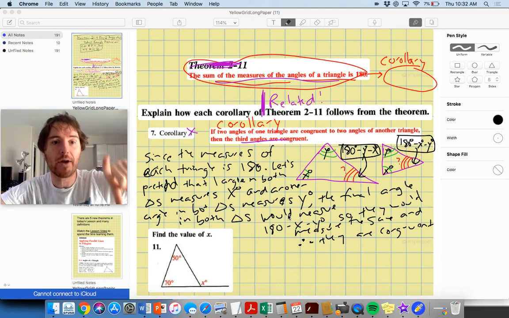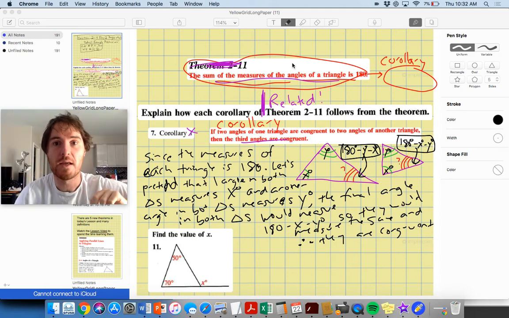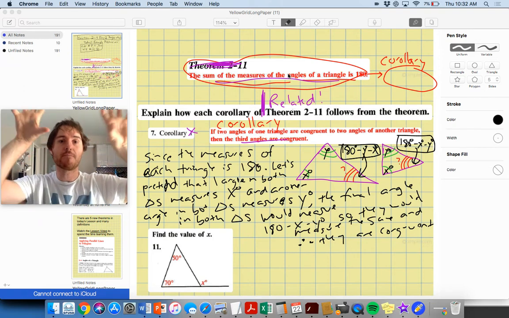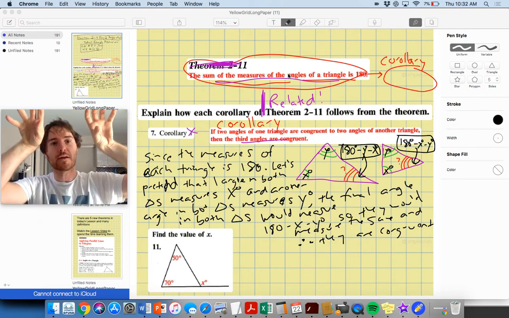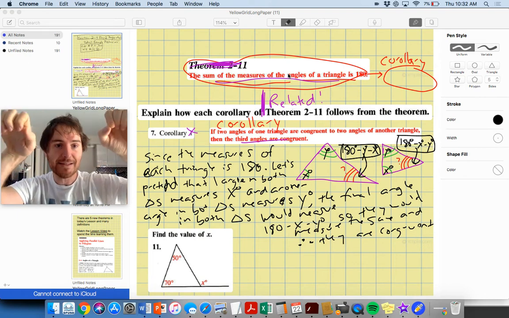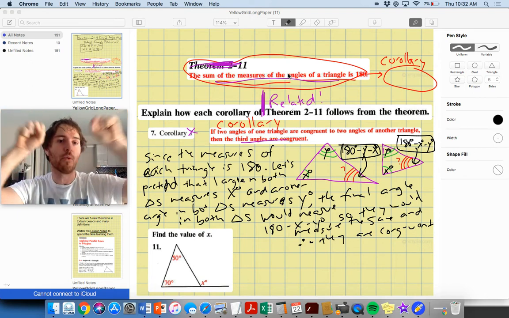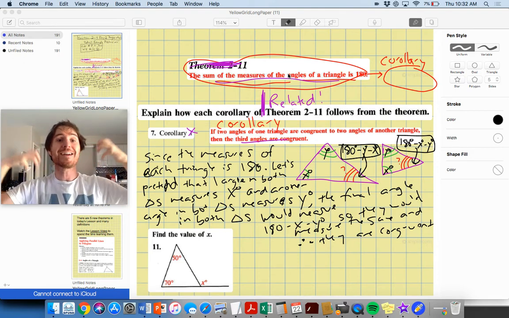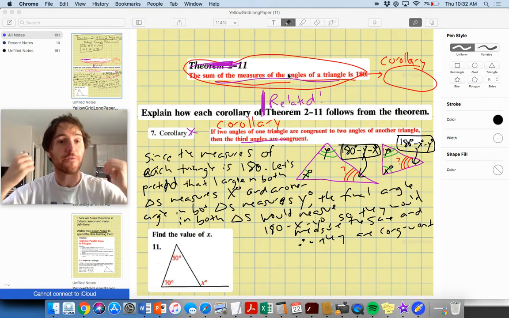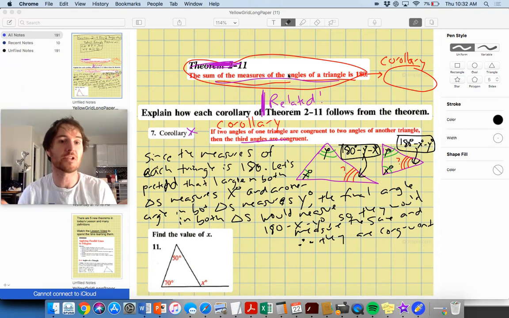You've got to talk about how it connects to the theorem, right? So you're talking about how each triangle measures 180 degrees. If two of the angles are the same in both triangles, then if we subtract those two angle measurements from the 180 degrees in both triangles, we're going to get the same answer for the third angle, right?